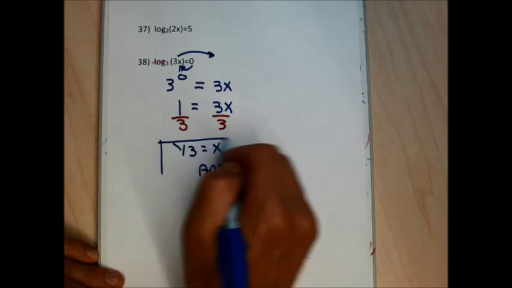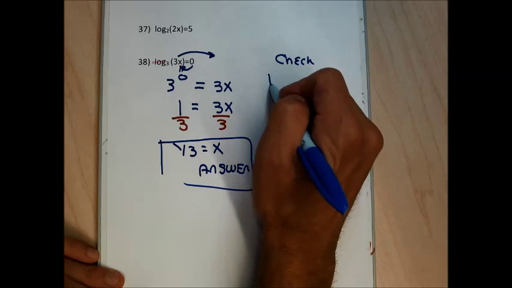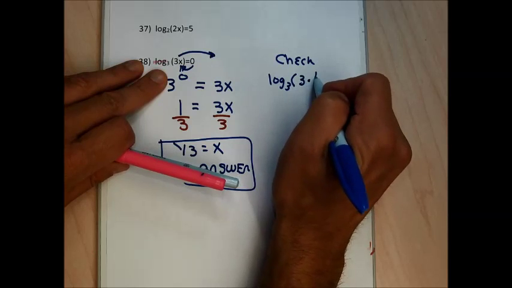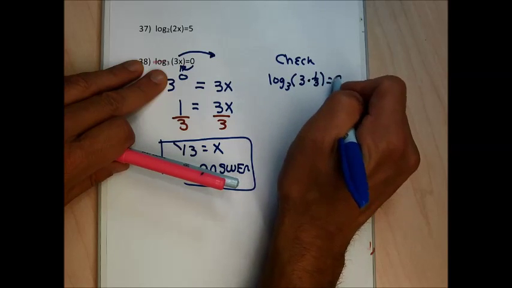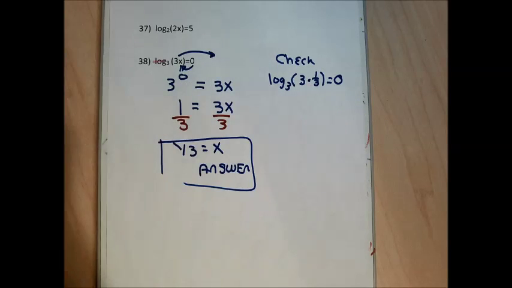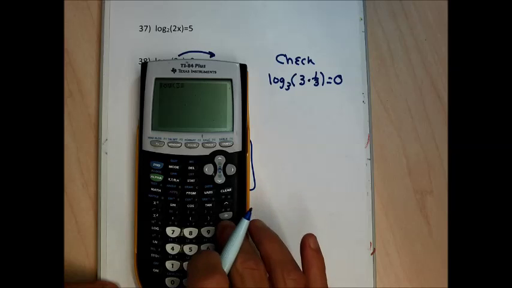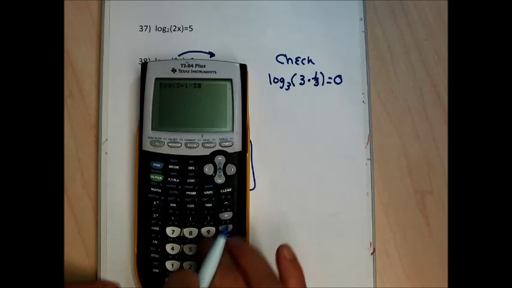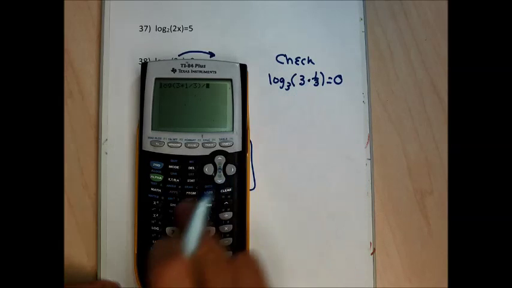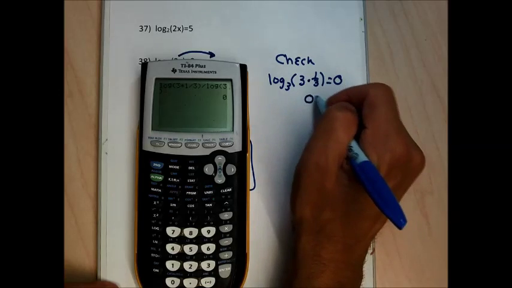Easy enough to check, so I'll check it. To check it, it should be the case that the log base 3 of 3 times 1/3 equals 0. I think I can enter that just like that, just plugging 1/3 in for that x. So I'm going to go the log of 3 times 1 divided by 3 for the logarithm of the argument, divided by the log of the base, which is the log of 3. And when I hit enter, it better give me 0, otherwise my answer is not right.